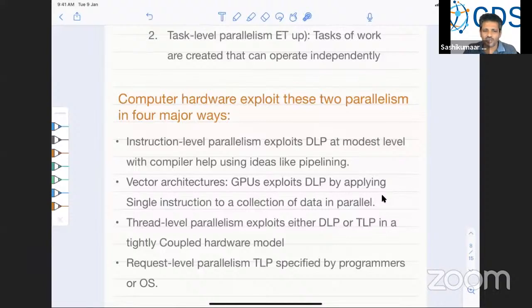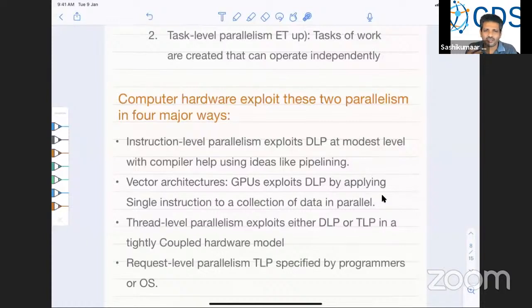And the next one is thread level parallelism. Thread level parallelism is something where the data can also be independent, but the task can also be split. It need not be a single instruction. And then the request level parallelism.